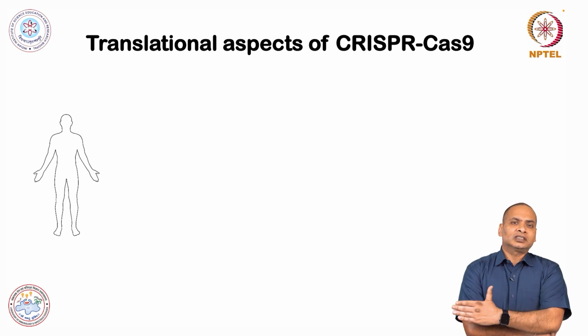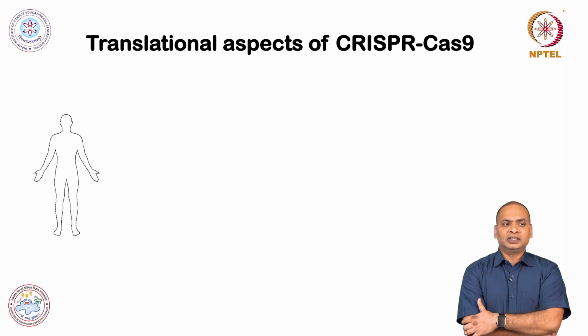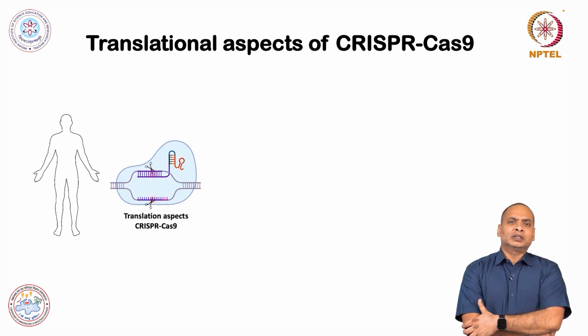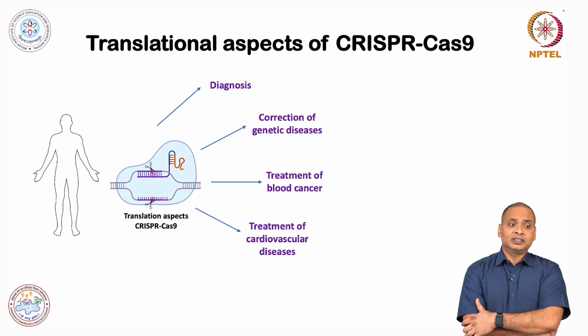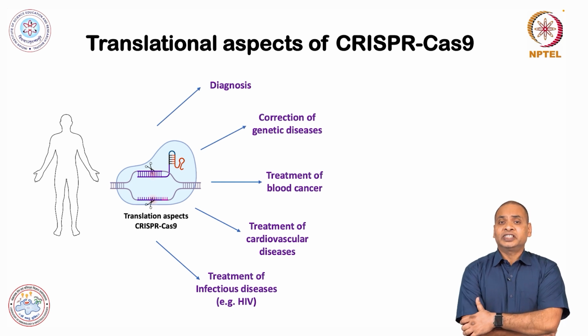and finally I will finish this course with the translational aspect of CRISPR-Cas9, where I will discuss how this CRISPR-Cas9 can be exploited in diagnosis, in correction of genetic diseases, treatment of blood cancer, treatment of cardiovascular disease, and treatment of infectious diseases, particularly the HIV infection or AIDS. So, with this I will complete this 4-week course.